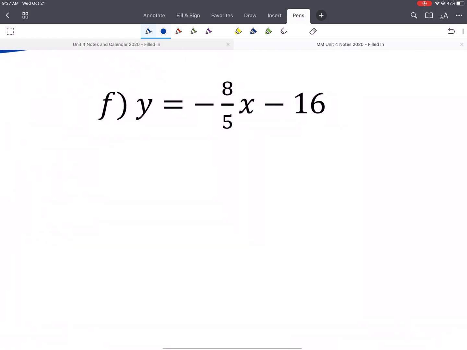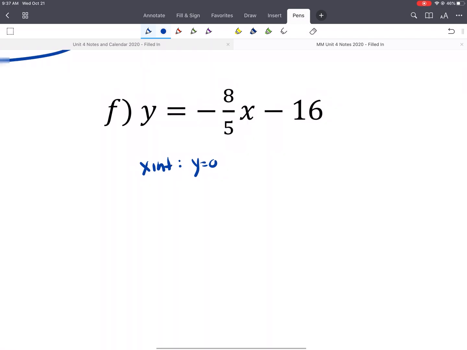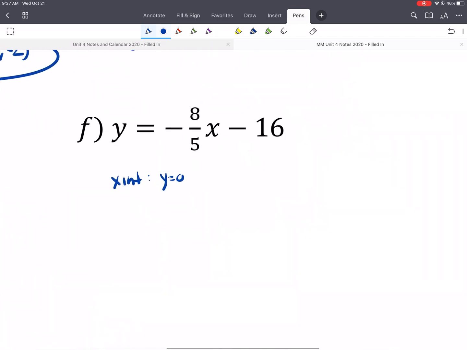And last but not least, x-intercept. So y is equal to 0. Is this the same one I did up there? No, it's a little different. Okay, so we would end up getting 0 is equal to -8/5 x minus 16.